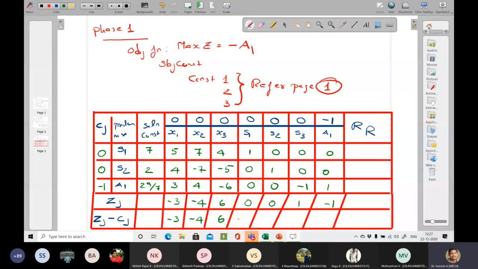Okay, so which is our key row? Aditya Shivakumar, which is our key row? Aditya Shivakumar, is there?